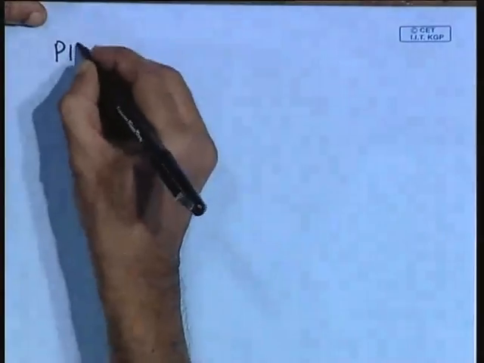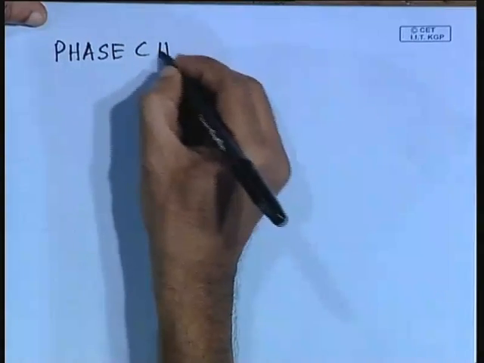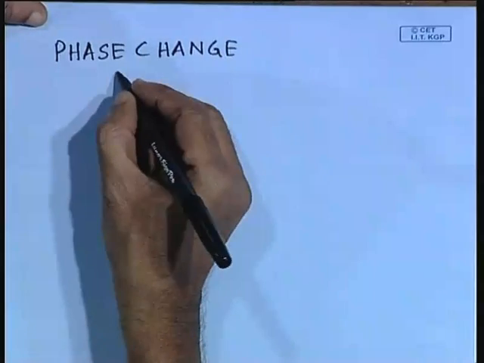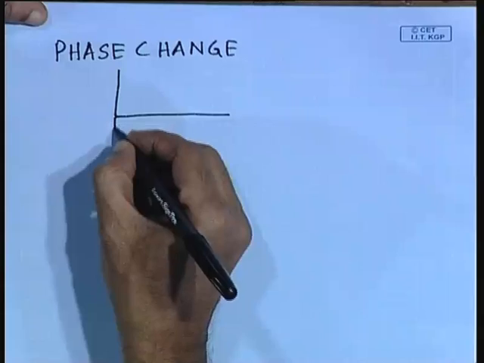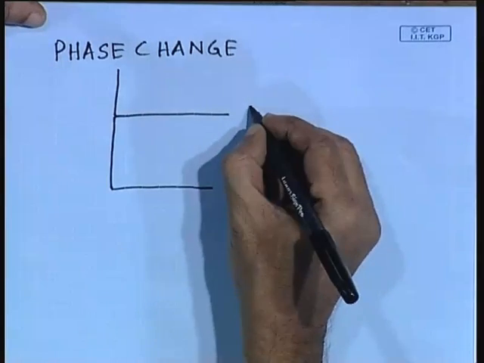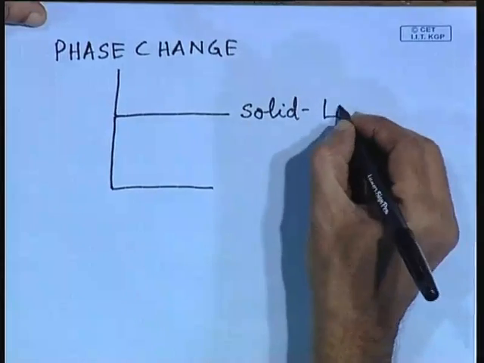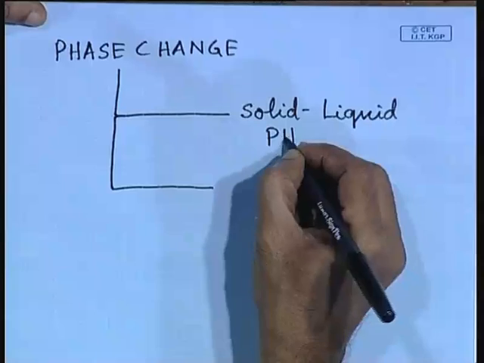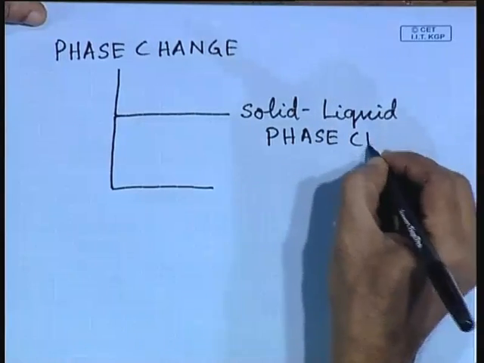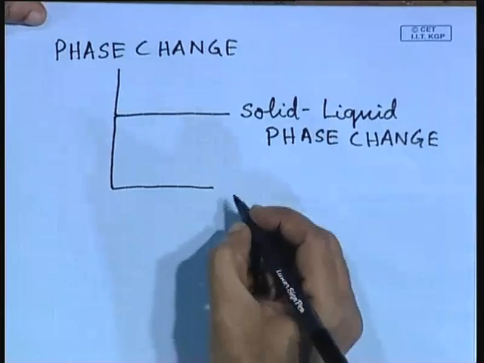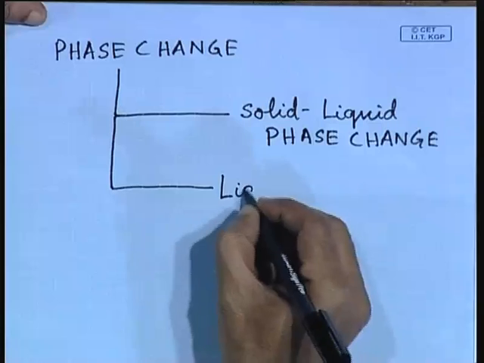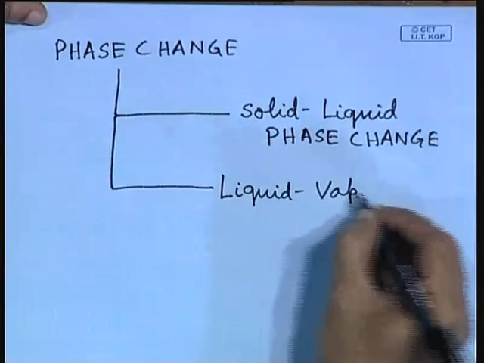Now, today we are going to see, and maybe a couple of lectures will follow after this, where we will consider two phase flow with phase change. Now, in general, if we consider phase change, from engineering application point of view, two types of phase change problems are very important. First one is solid liquid phase change, and second one is liquid vapor phase change.